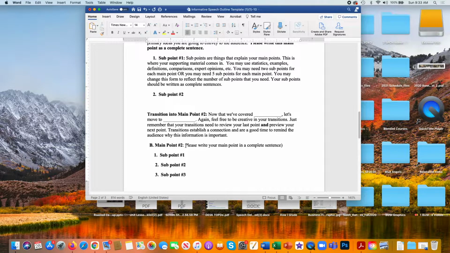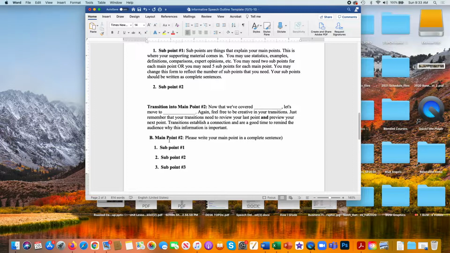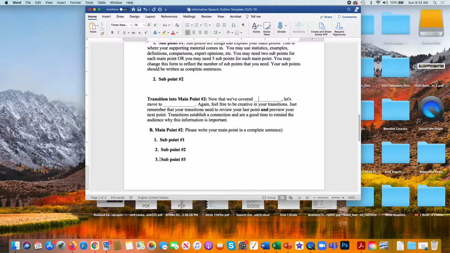So now here you have main point number two. So please write your main point in a complete sentence. And again, for each main point, you must have at least two subpoints. If you need more than that, then I have included that. If you don't, then just delete this. And remember, type in your subpoints in a complete sentence.